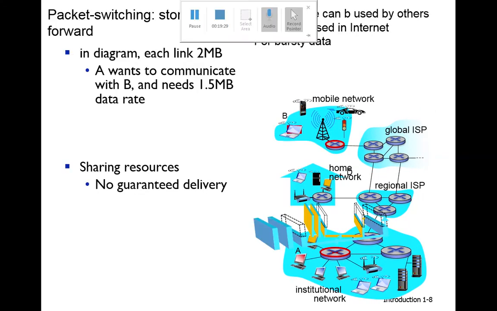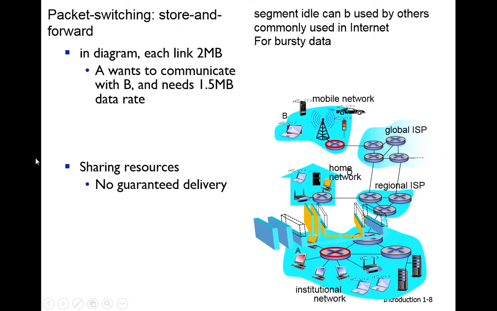So now we are going to discuss another important topic, and that is called packet switching technology. Again, I would like to emphasize that in packet switching technology, suppose this is the diagram. A wants to send data to B. First, A has to divide the data into packets. Suppose each link is 2 MB and A and B want to communicate. So how does it work?